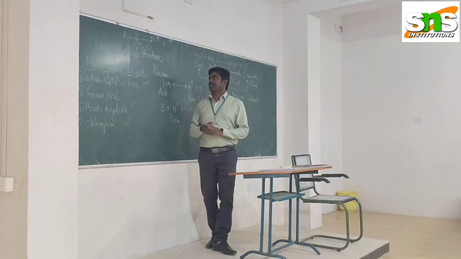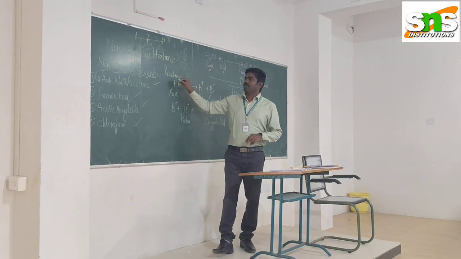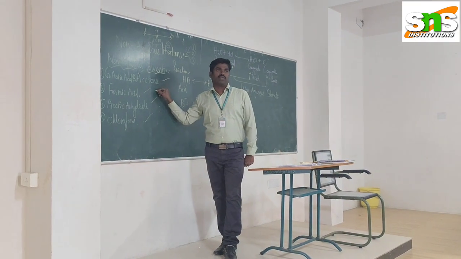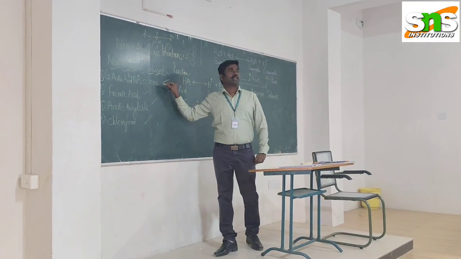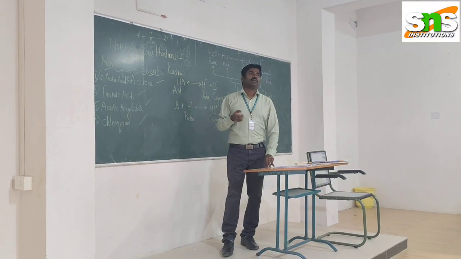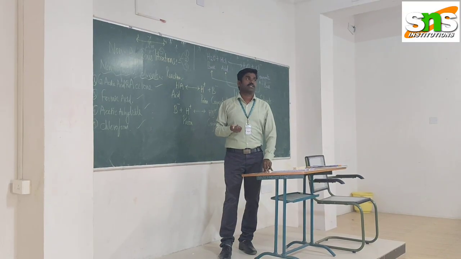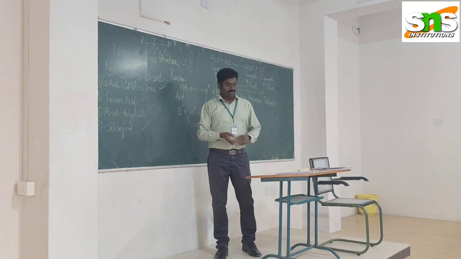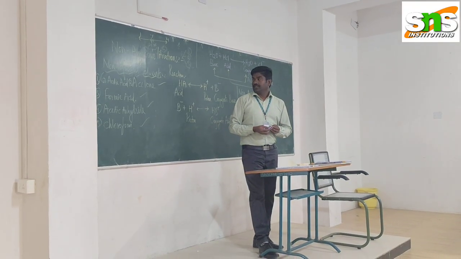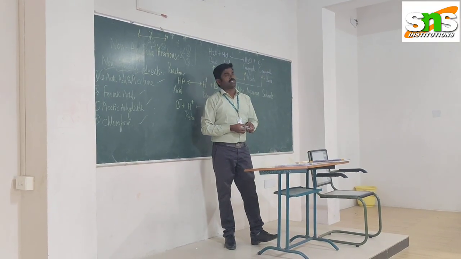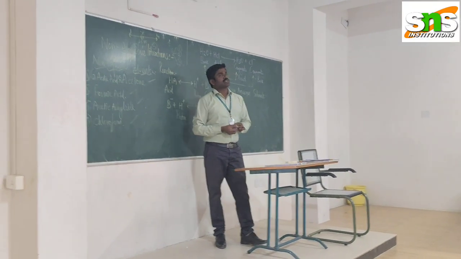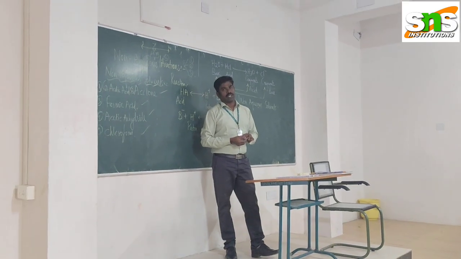In this non-aqueous titration technique, these are the solvents we are using. The first one is glacial acetic acid. It is a well-known solvent for this non-aqueous titration technique. Another one is acetone. Here we can use it for the non-aqueous titration as a solvent. And formic acid also we are using as a solvent. And acetic anhydride we are using as a solvent. And chloroform also we can use as a solvent for the non-aqueous titration.